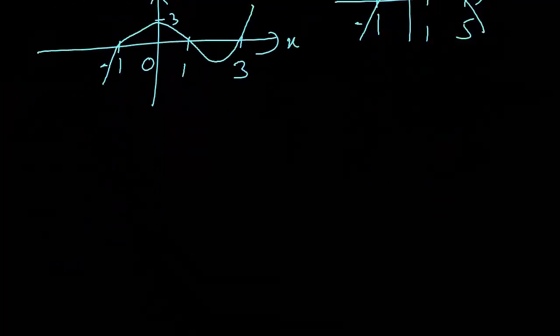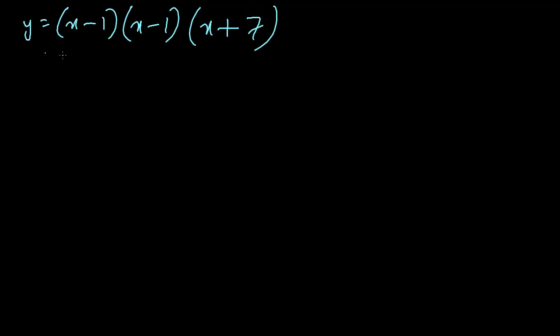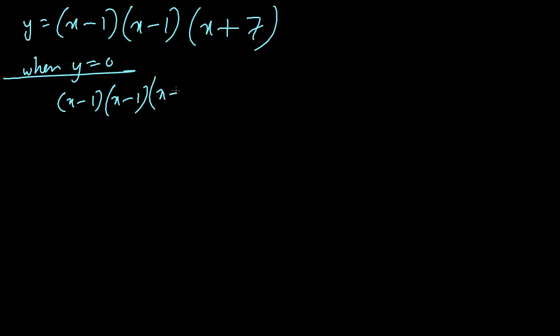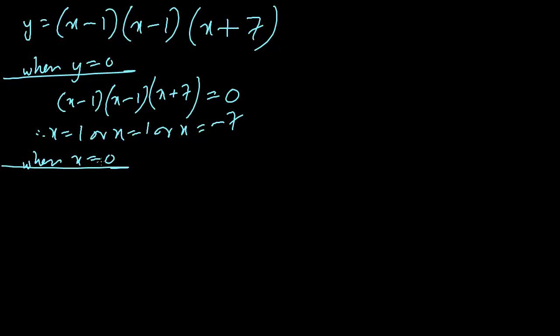Let's do another sketching. Suppose you have y equals (x - 1)(x - 1)(x + 7). Okay, let's convert this into algebra. So y equals 0 means where it meets the x-axis, so we convert this into algebra. Now you have x equals 1 or x equals 1 or x equals -7. Then where does it meet the y-axis, where the value of x is 0.